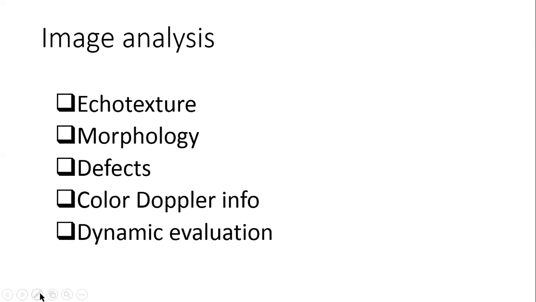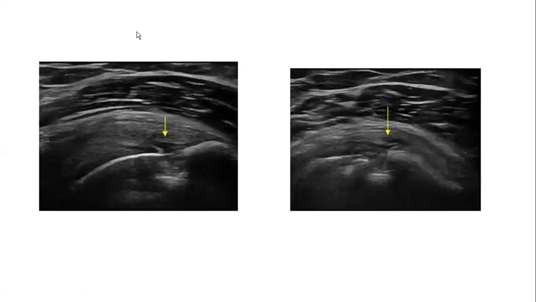Now number three, defects. Are there any defects that you see? Yes, you do see a focal defect. This is the one where you can put the calipers, right? You can put the caliper in this view and this view, and say approximately how big the defect is and how much the fibers have retracted.